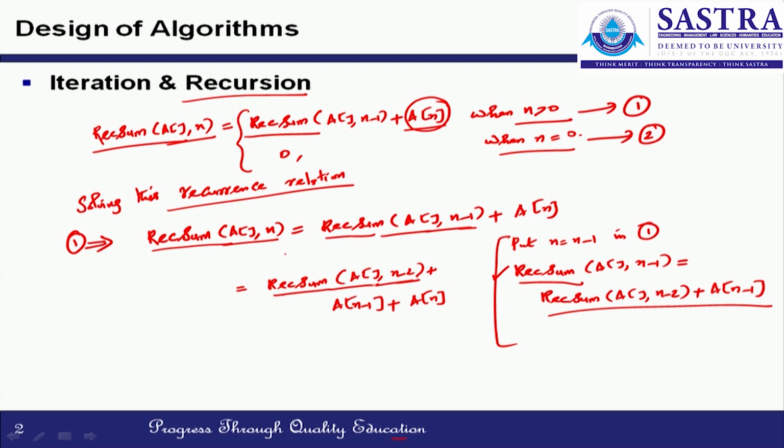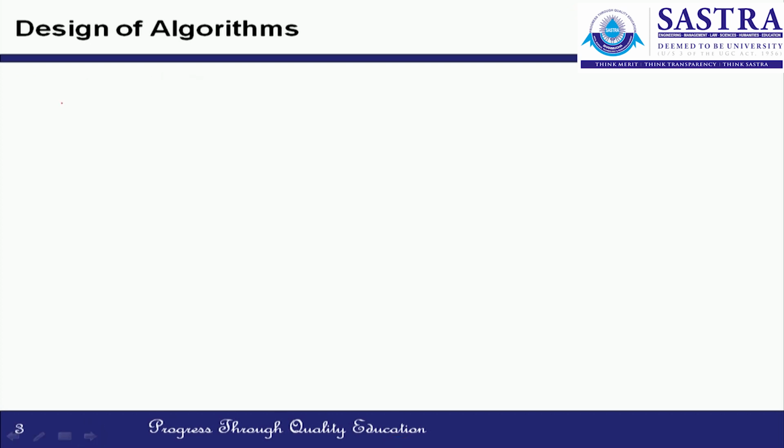Now once again substitute n is equal to n minus 2 in equation 1. We have the quantity recursive sum a array comma n minus 2, that is equal to recursive sum a array comma n minus 2 minus 1, n minus 3, plus a of n minus 2.